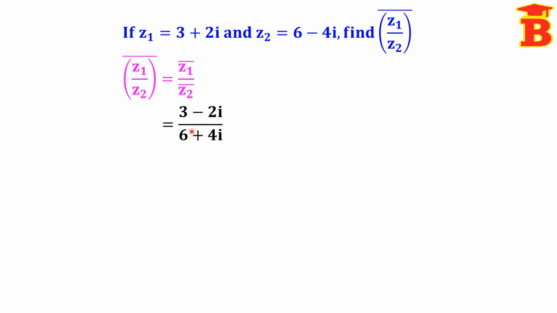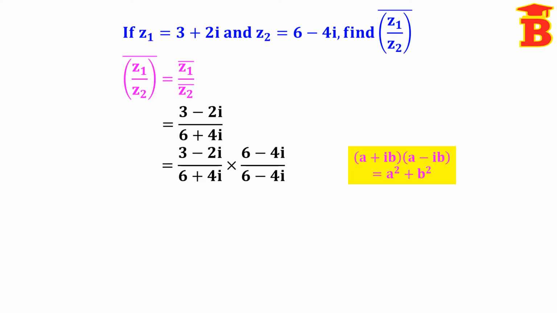Now we have to simplify this. If we have any complex number in the denominator, then multiply and divide by the conjugate of that. So this 6 plus 4i conjugate is 6 minus 4i. So multiply and divide by 6 minus 4i. Now in the numerator we have to multiply 1 by 1. And for the denominator we use the formula a plus ib into a minus ib equal to a squared plus b squared. This numerator, 3 into 6, 18.